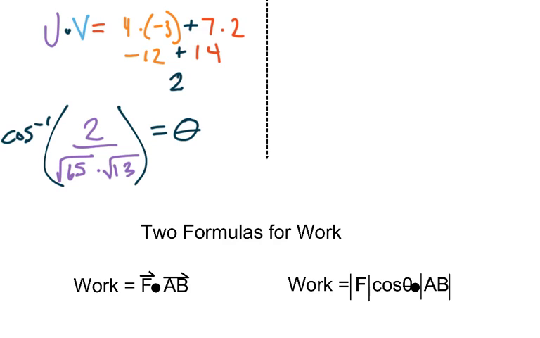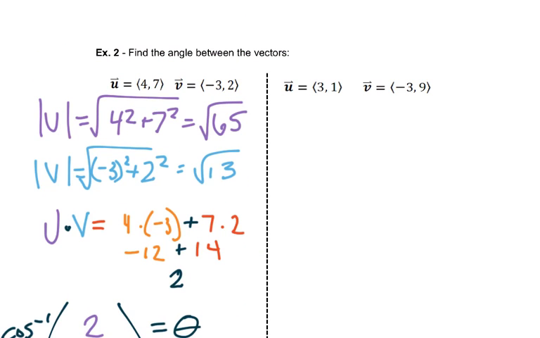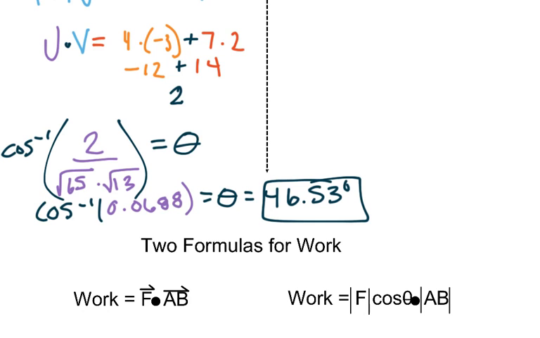Because of course I went through and got 0.0688 and was like, what's happening? It's because I need to take the cosine inverse of it. So 0.0688 is going to be our angle. And so we end up with 46.53 degrees. So that means if I had both of these vectors, the angle between them is right here at 46.53.